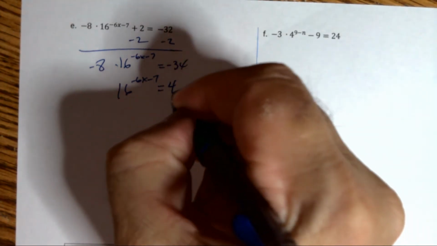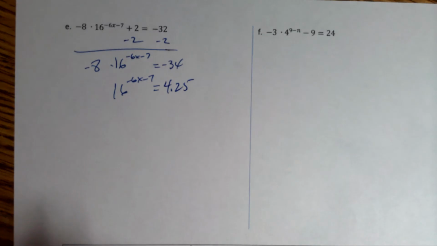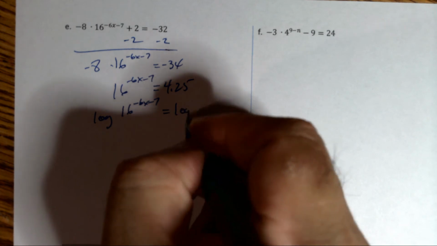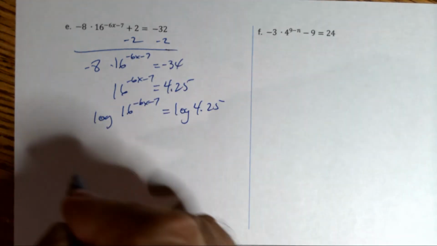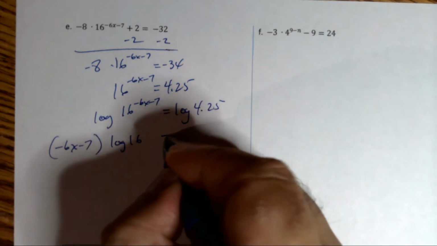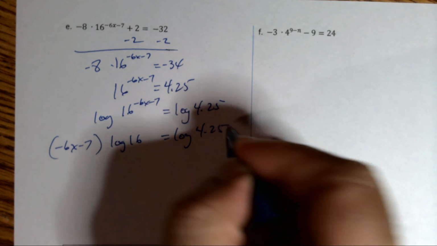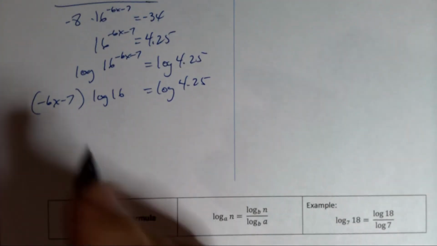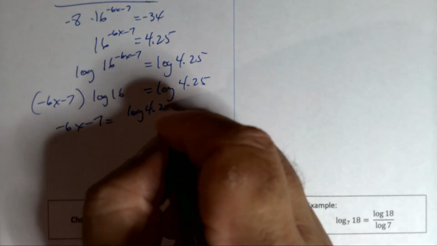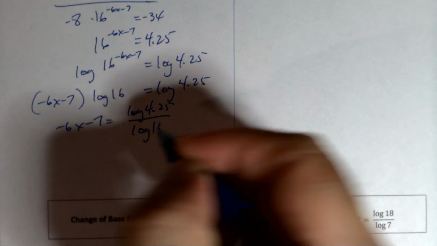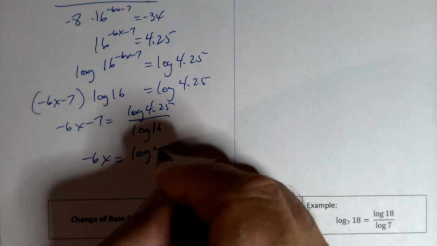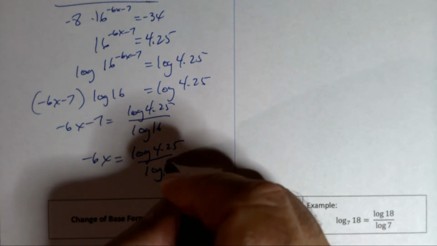So let's call it 4.25. Now I'll take the log of both sides. So it's log of 16 to the negative 6x minus 7 equals log of 4.25. Bring down the exponent, so it's negative 6x minus 7 times the log of 16. Go ahead and divide by log of 16. So it's negative 6x minus 7 equals log of 4.25 divided by the log of 16. I'm going to go ahead and add 7. So it's negative 6x equals log 4.25 over log of 16 plus 7.